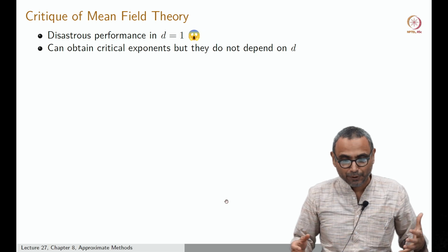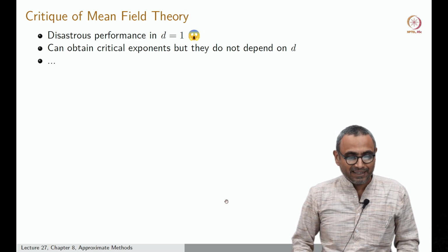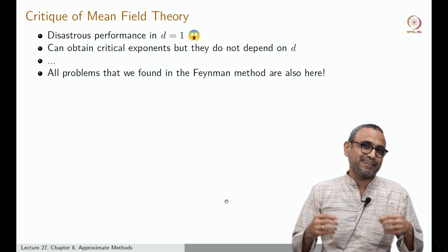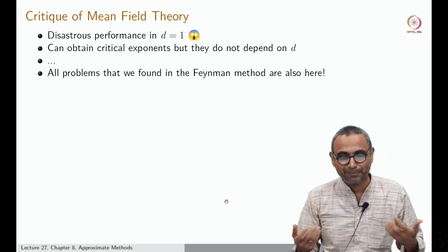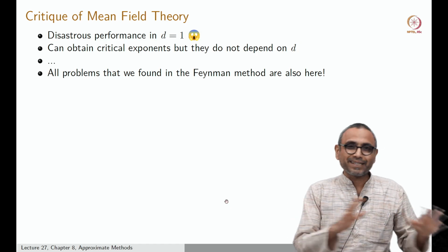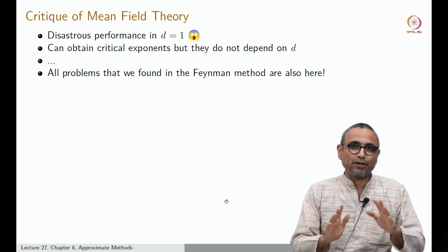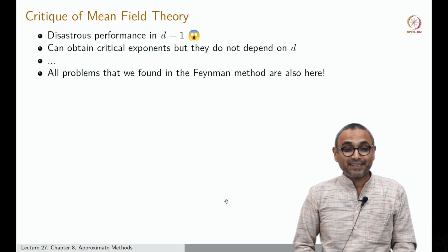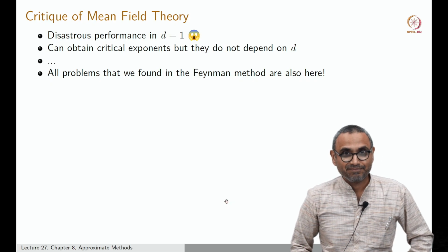So the critical exponents do not depend on d, and if you go back a couple of lectures, I had a long critique of the results of the Feynman variation principle. Whatever problems we listed out there, they are also applicable to this mean field theory. Okay? So that is the situation.